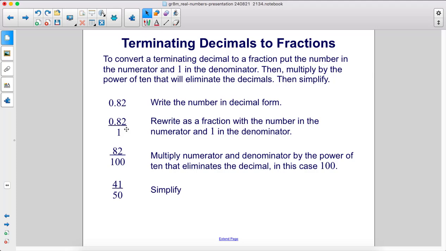Now we're going to multiply, in this case, top and bottom by 100 so that the decimal moves 2 places to the right and becomes 82 over 100. Then we can simplify. You can divide top and bottom by 2 and you get 41 over 50.